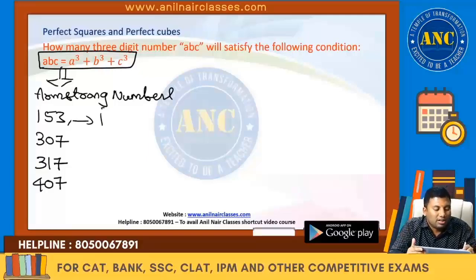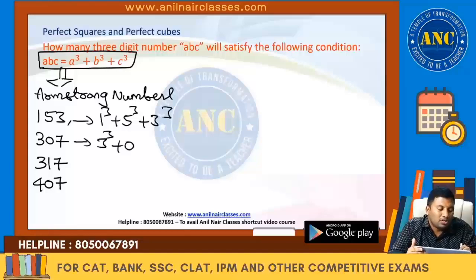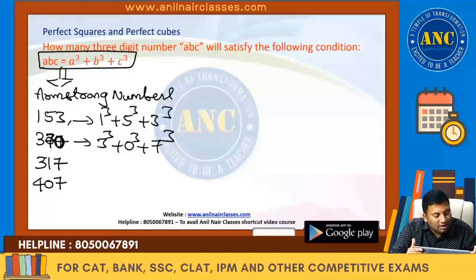If you see, these are nothing but 1 cube plus 5 cube plus 3 cube: 1 plus 125 plus 27, that is 153. 3 cube plus 7 cube plus 0 cube: 343 plus 27 is 370. Sorry, 371. I made a mistake here. It is 371.